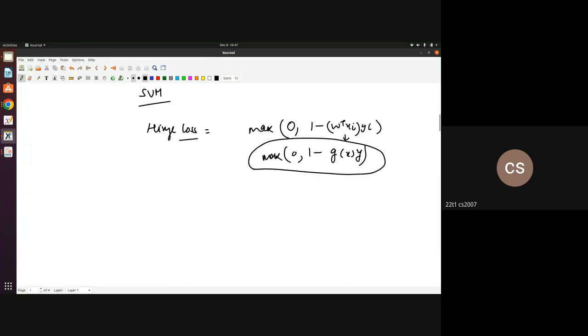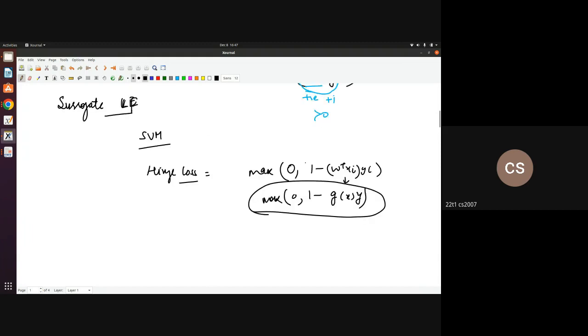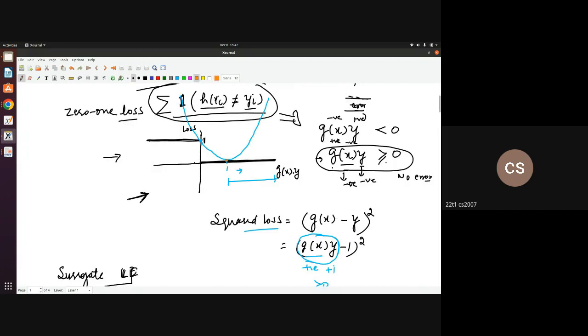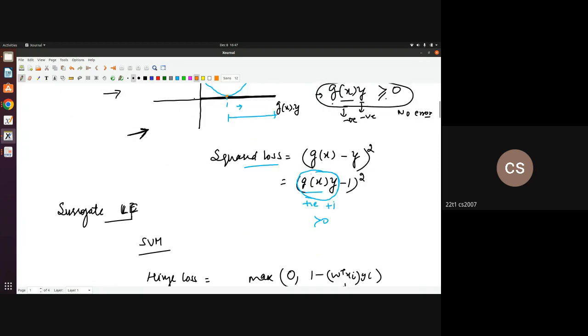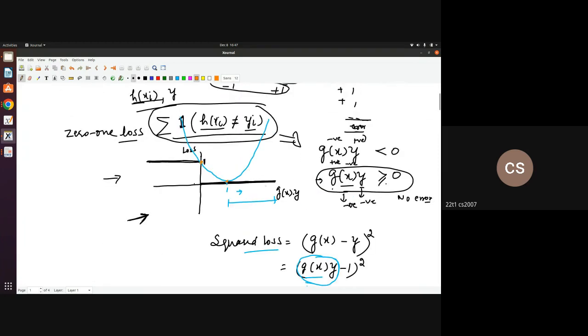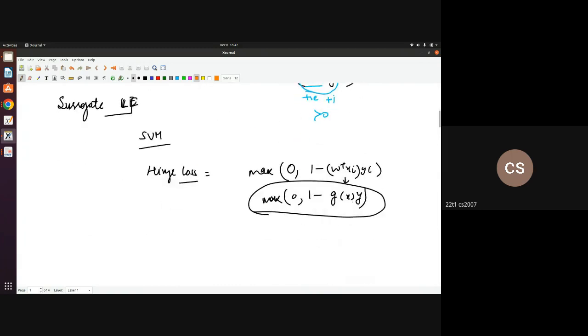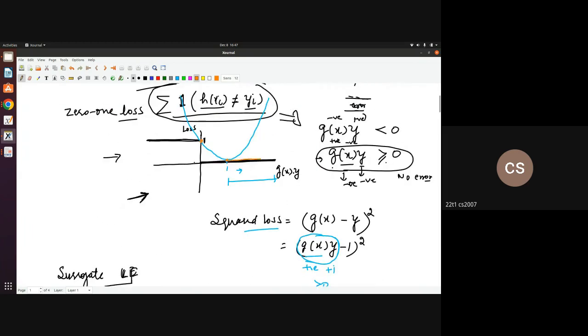Now, if you have to plot this, how would it look? Max of 0 and 1 minus gxy. When gxy is equal to 1, this whole thing will be 0 and the loss will be 0, which means at this point the loss will be 0. When gxy is equal to 0, this is 1 and max is 1, so the loss will be this much, right? And when gxy is some value greater than 1, this whole thing will be negative and the max will be 0, which means the loss will be 0. This is how it looks.